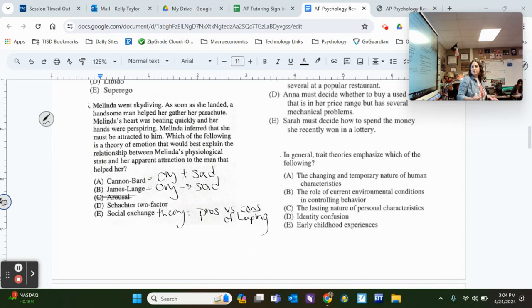Schachter two-factor. Does anyone remember this one? It's basically the same as James, but you have a brain thing after the crying. Yeah, like your brain recognizes it and therefore attaches a feeling to it. So there's a cognitive label. So it is cry, cognitive label, and then sadness. The cognitive label of like, oh, this is sad.